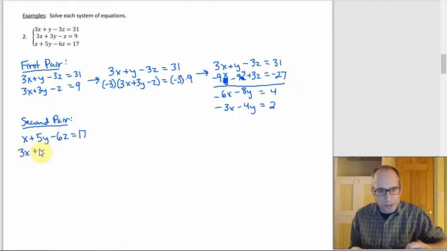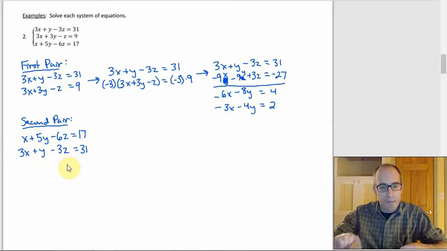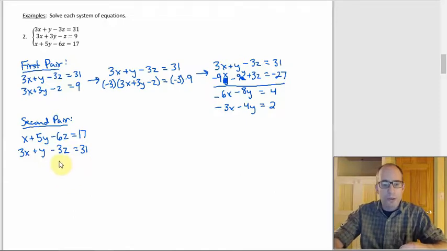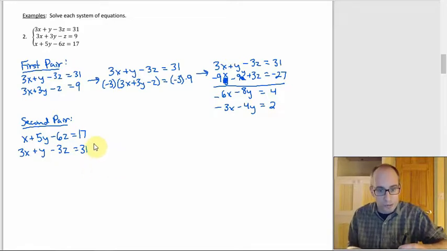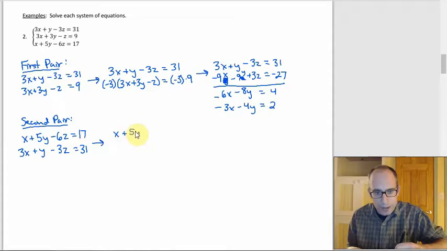So 3x plus y minus 3z equals 31. So again, I'm going to try to do this where I only have to adjust one of the equations. So I'm going to multiply both sides of the bottom by -2. Because -2 times -3z will give me a positive 6z. And then we'll get the additive inverses, and we'll get rid of z again like we're supposed to. So x plus 5y minus 6z equals 17. And then we're going to multiply both sides of the bottom by -2.